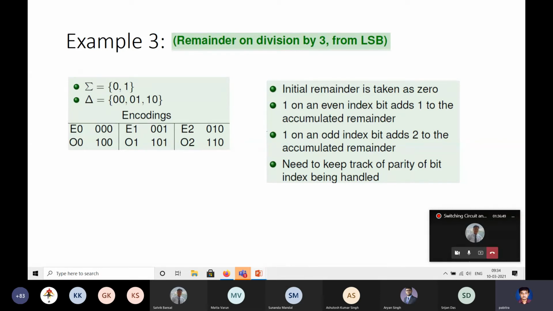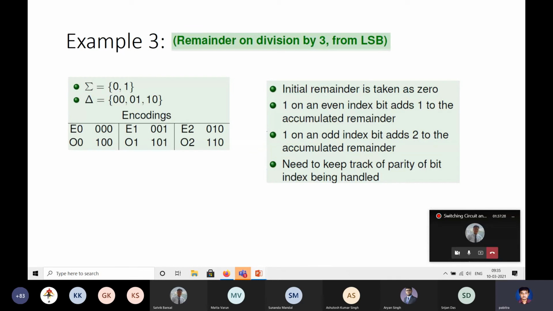If your next index is even, note that we are reading from right to left. You are reading the LSB, then the 0 index, 2 to the power 0, 2 to the power 1, 2 to the power 2, in that order. So if you get a 1 on an even index, 1 gets added to the current remainder. Whereas if you get a 1 on an odd index, 2 gets added to the current remainder.